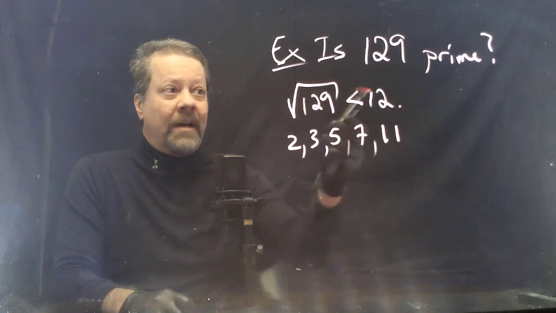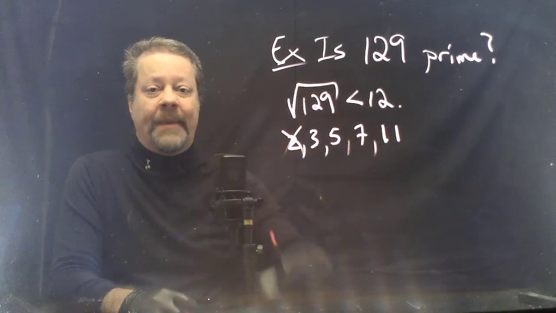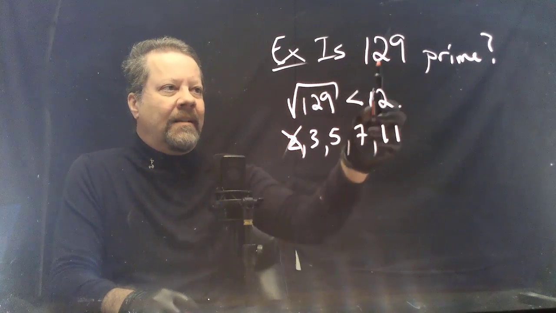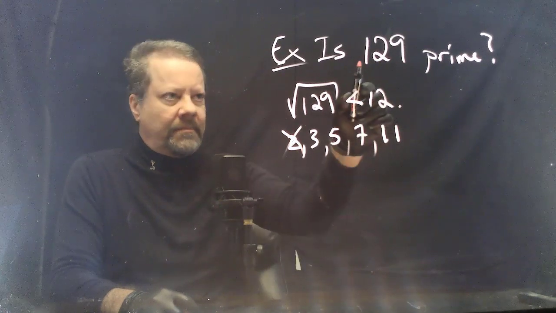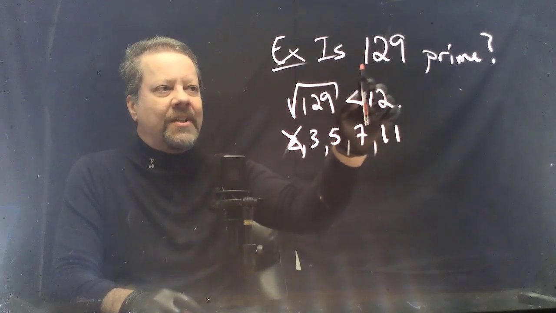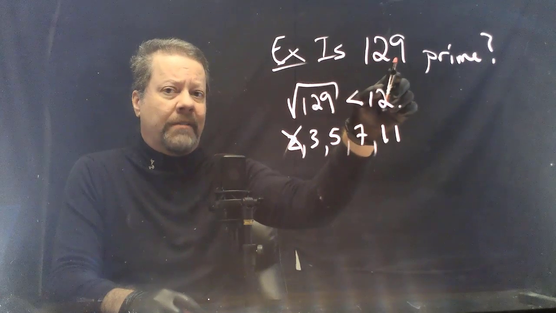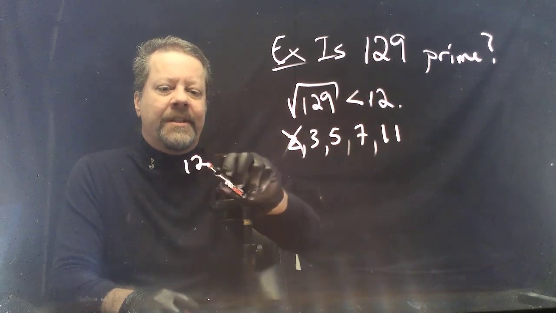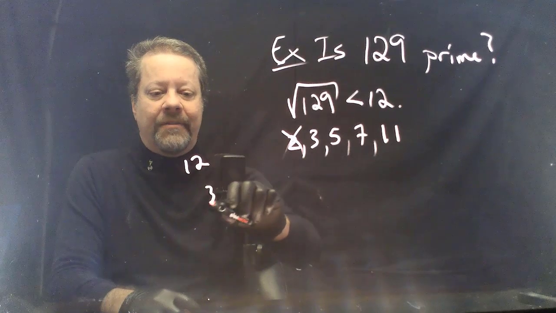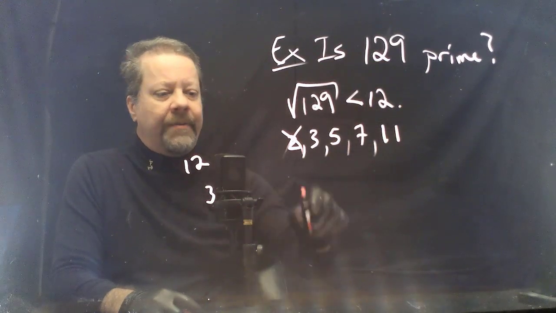We can knock a couple of these off our list right away. This number is odd, so it can't be divisible by 2. Notice the digit sum: 1 plus 2 is 3, plus 9 is 12. 12 is the digit sum, and if you add those two digits together, you get 3. That implies 129 is divisible by 3.